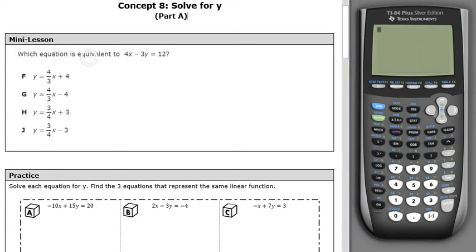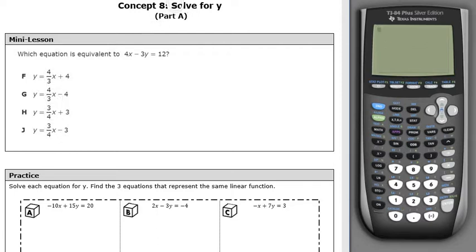Which equation is equivalent to this one? What does equivalent mean? It means the same, right? One of these equations is the same as this one, but they sure don't look the same. They look pretty different. How can we turn this one into one of these? How can we change this one to match up with one of those?